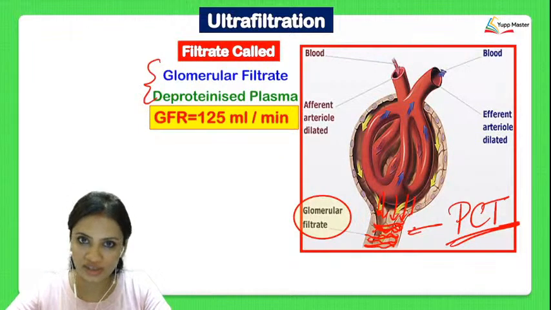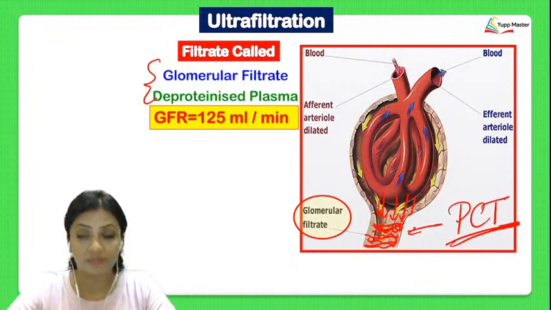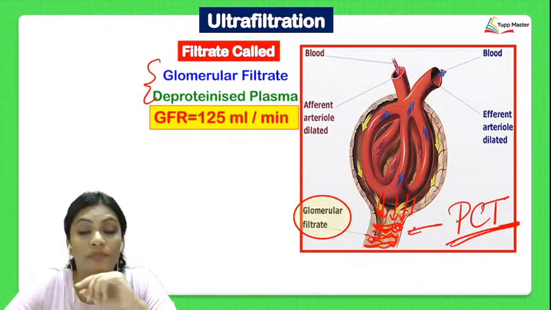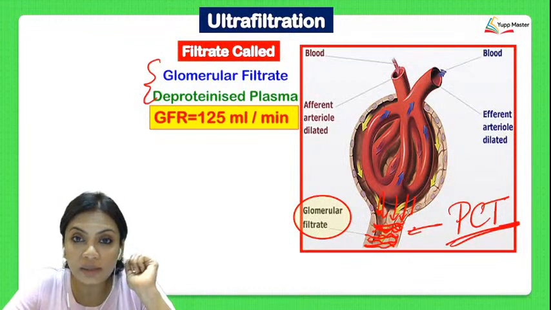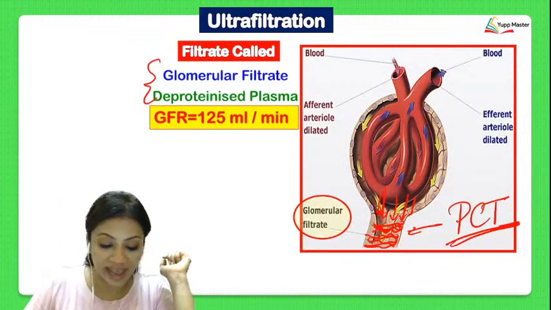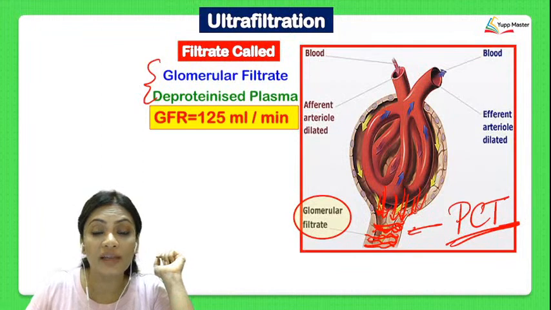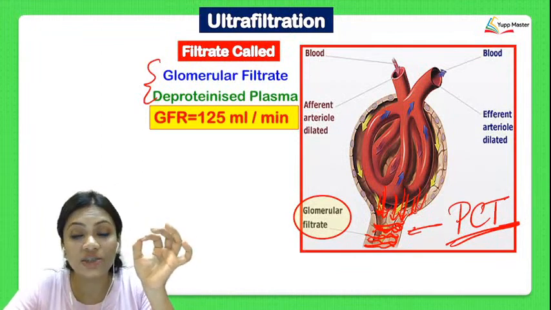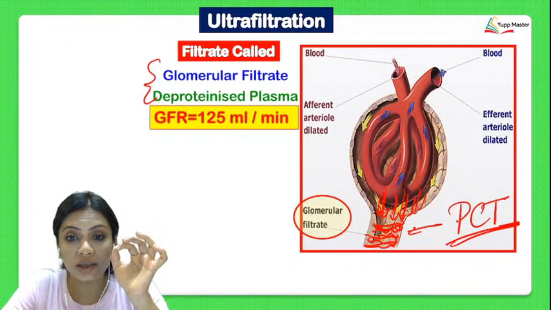Right now also when you're sitting, your kidneys are filtering blood. Even my kidneys are filtering blood. But at which rate are they filtering blood? At what rate is the blood actually being filtered? It is 125 ml per minute.